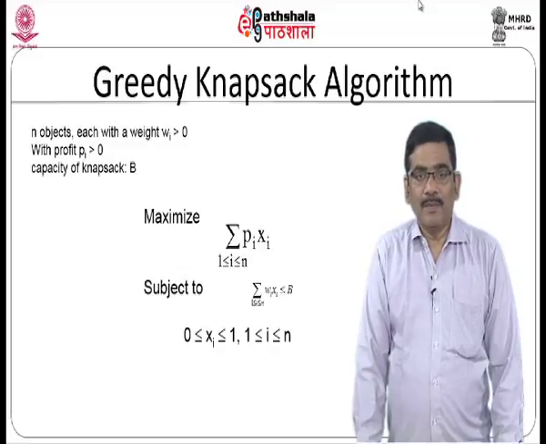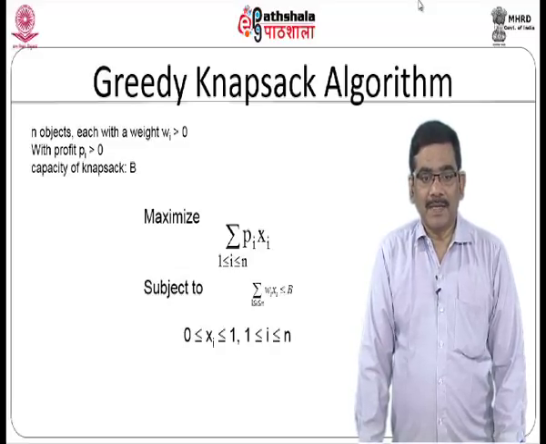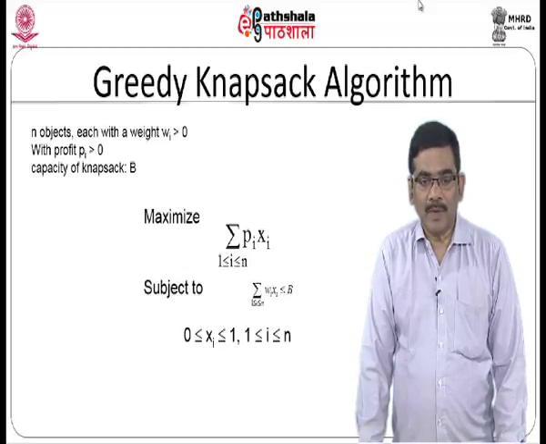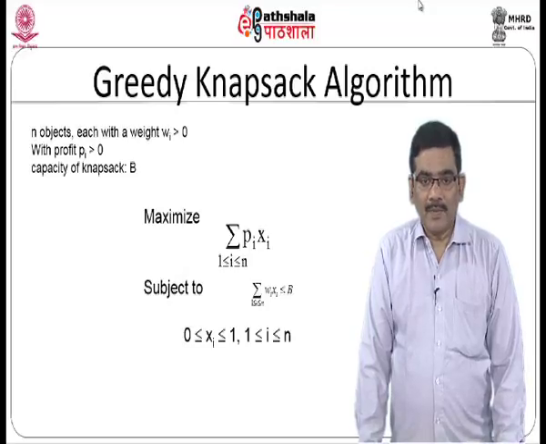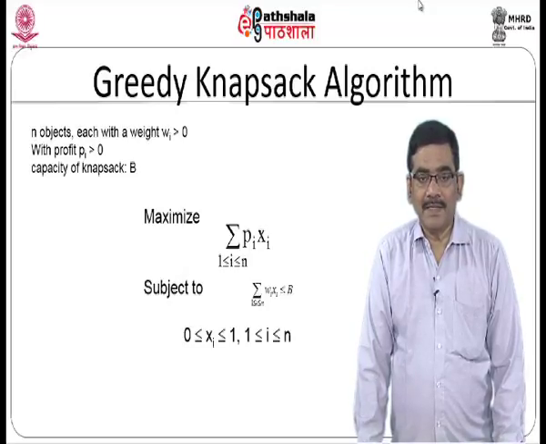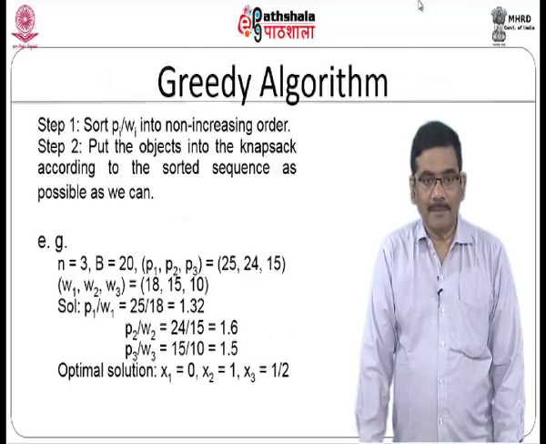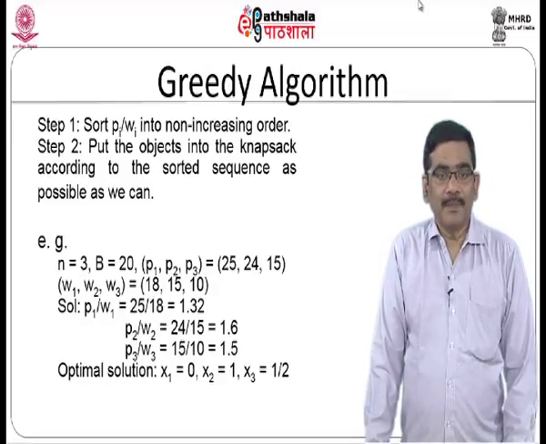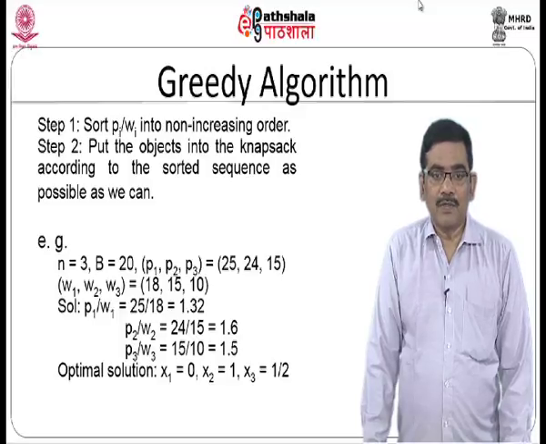So, the mathematical formulation of the problem can be given as: maximize the sum of P of i and X of i, where X of i is the given item list, something like A1, A2, we have X1, X2 up to X of n. So, we have to maximize the profit subject to the constraint that the total weight should not go beyond capital B. This is the mathematical formulation. Fine, how to design a greedy algorithm for this? This we discussed earlier also.